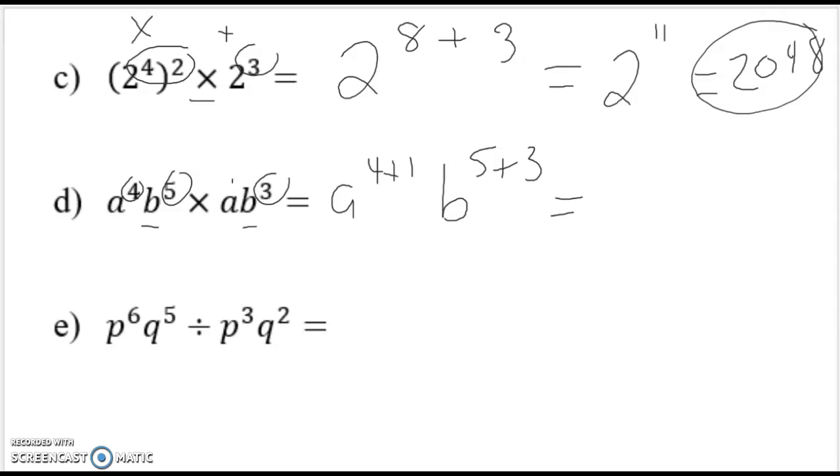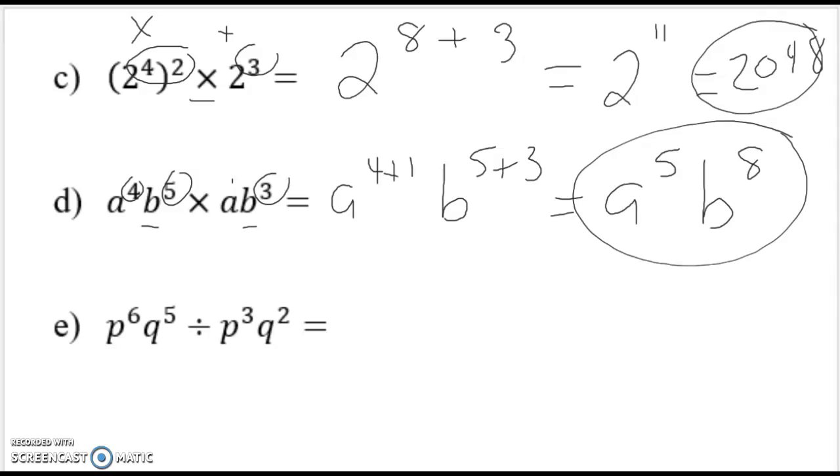And then when we simplify A, we have 4 plus 1, which gives us 5. And then our B, we have 5 plus 3, gives us 8. That is your final answer.